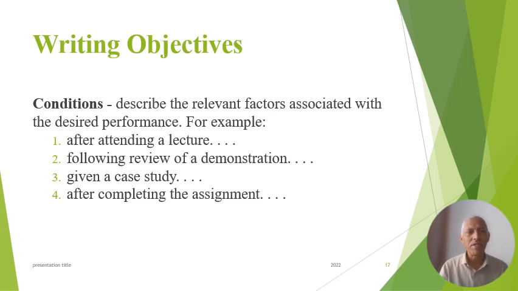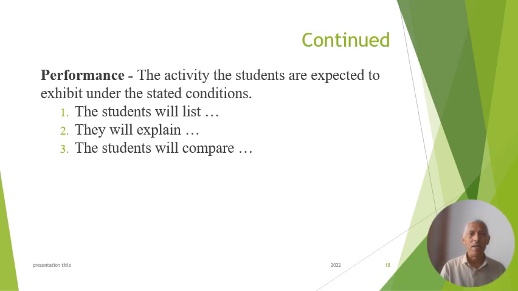So writing objectives, as I said earlier, has three components: conditions, performance, and criteria. Condition describes the relevant factors associated with the desired performance. When do you want it to happen? After attending a lecture, following a review of a demonstration, given a case study, after completing an assignment, all these are possible conditions.